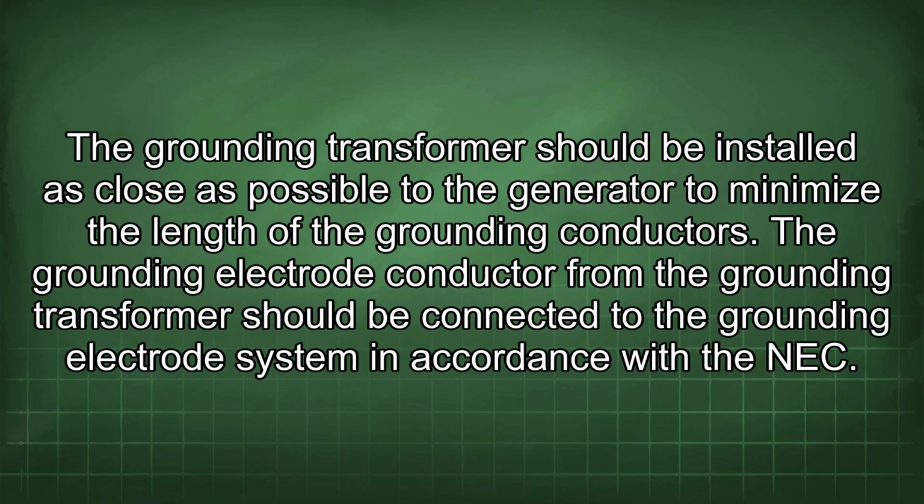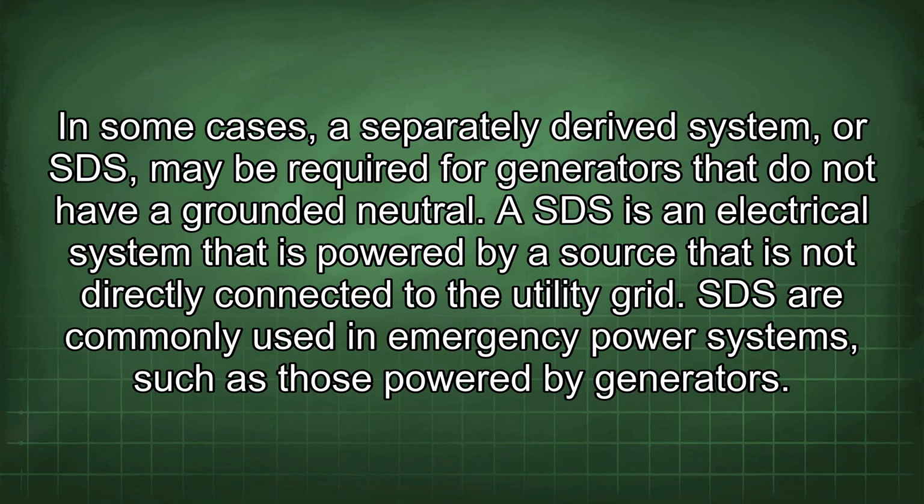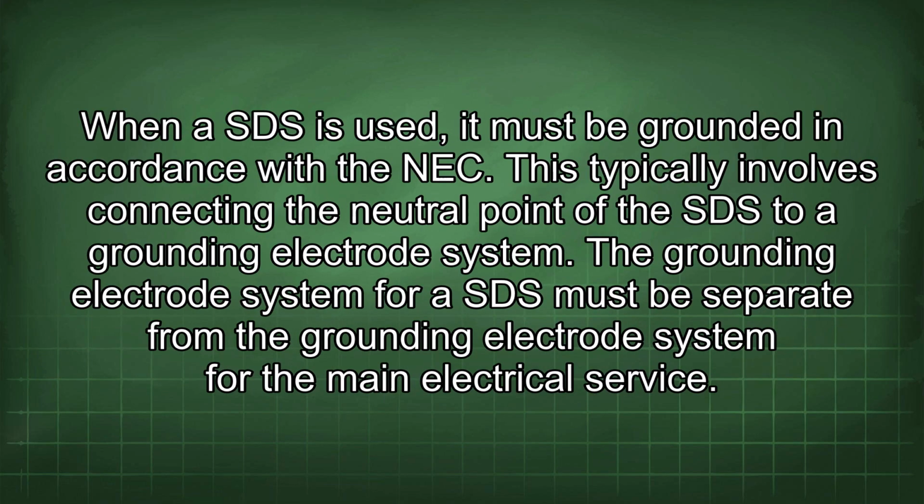In some cases, a separately derived system, or SDS, may be required for generators that do not have a grounded neutral. An SDS is an electrical system that is powered by a source that is not directly connected to the utility grid. SDS are commonly used in emergency power systems, such as those powered by generators. When an SDS is used, it must be grounded in accordance with the NEC. This typically involves connecting the neutral point of the SDS to a grounding electrode system.